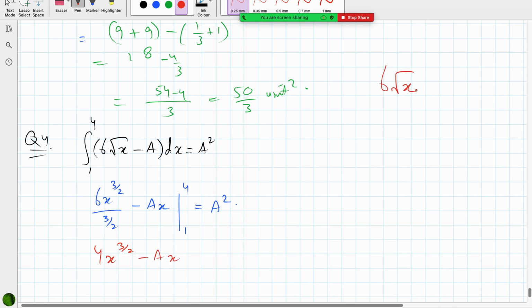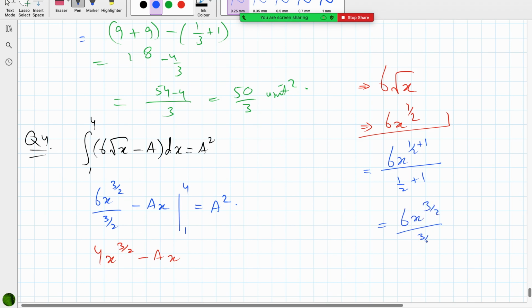This was 6 times square root of x. We can write 6x to the 1 by 2. Now integrating. When you integrate, you add 1 to the power and divide by the new power. So this becomes 3x to the 3 by 2 over 3 by 2. Then we simplify these numbers in the next step. Clear now?